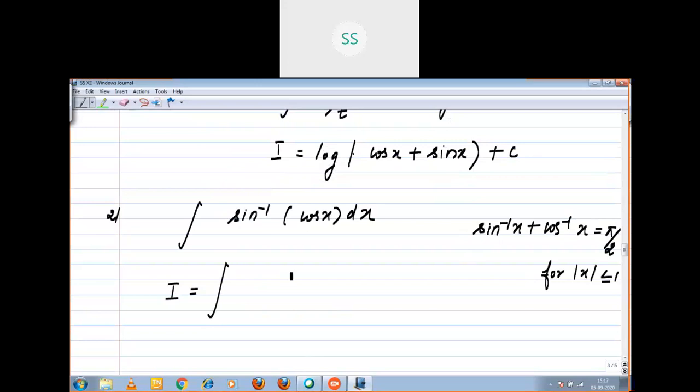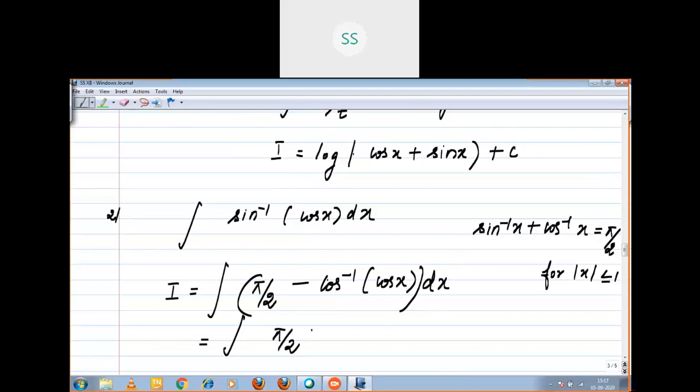Now, integral sin inverse. Here x you consider as cos x. Now sin inverse x equals pi by 2 minus cos inverse, so pi by 2 minus cos inverse of cos x. Got it, children? Here I am assuming x as cos x. Now integral pi by 2 into dx minus integral cos inverse of cos x into dx.